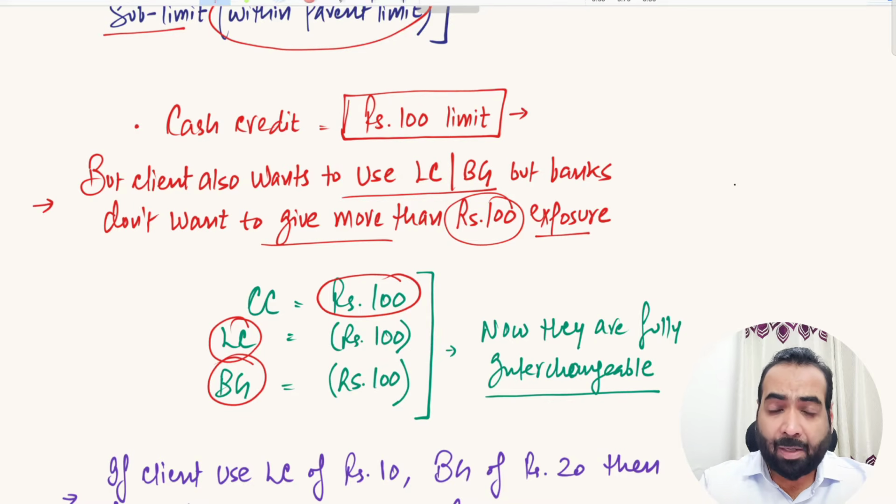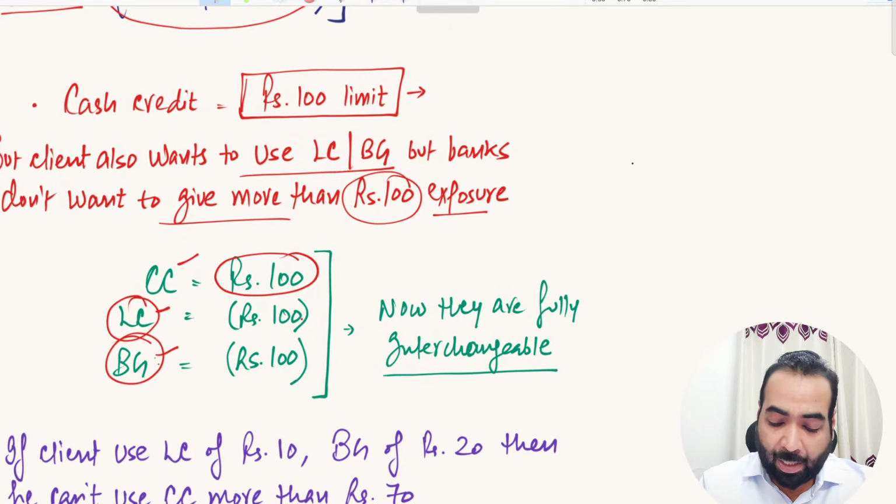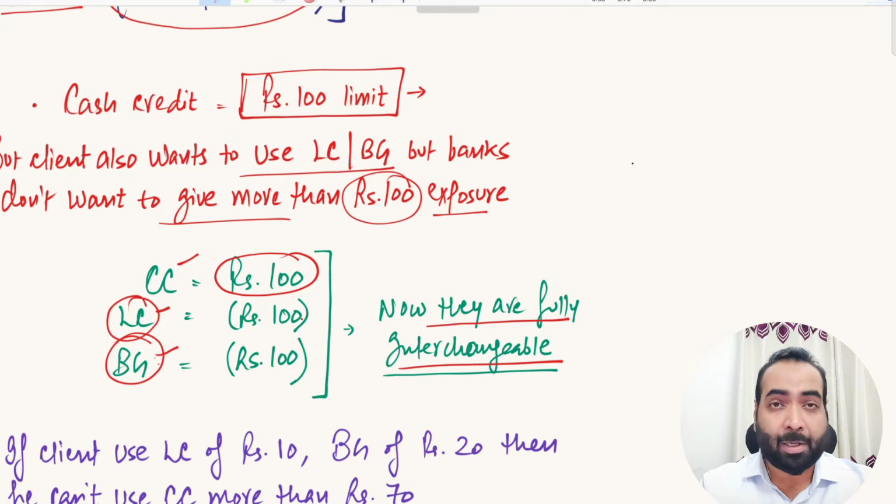Remember, one cannot sanction a sublimit of a sublimit. We cannot say that bank guarantee is a sublimit of the LC limit. The sublimits are always created out of main limits only. Here your main limit is cash credit, so your sublimits, both BG and LC, shall be of cash credit only. BG cannot be a sublimit of LC. You cannot write that in a sanction letter. If you are writing it, then it is practically incorrect. So they have become fully interchangeable.